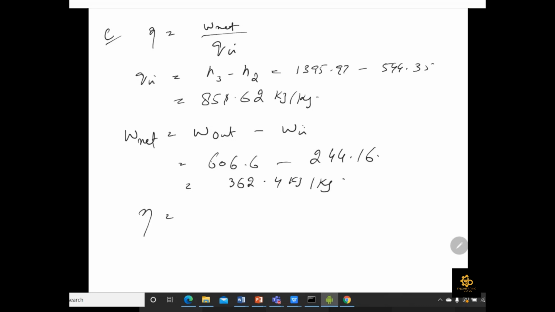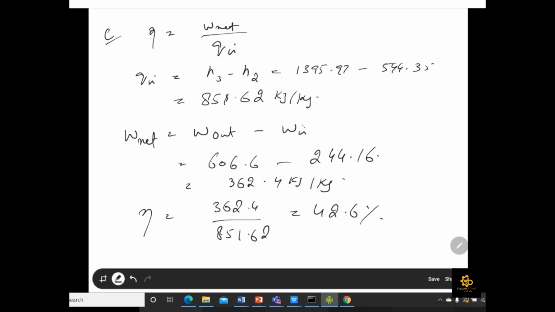From here we can easily find the efficiency, which is 362.4 divided by 851.62, and that turns out to be 42.6% thermal efficiency for your Brayton cycle. So this is part number C.